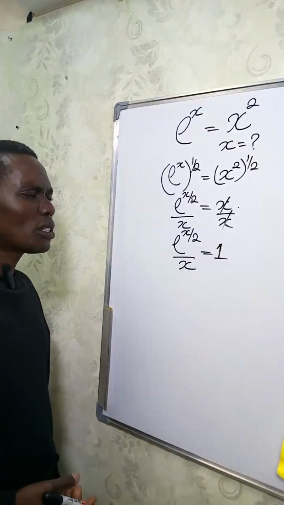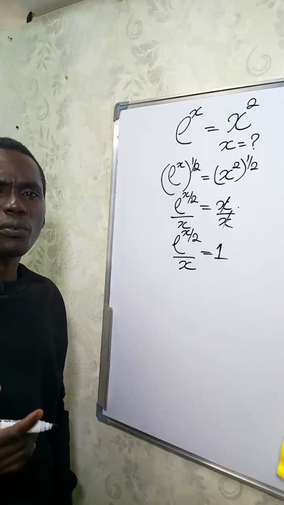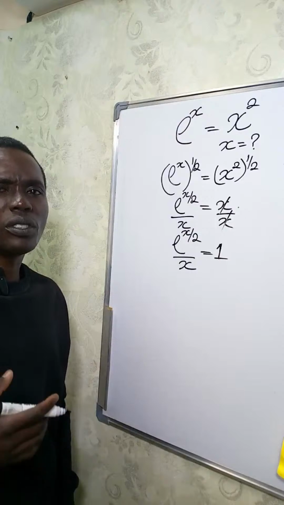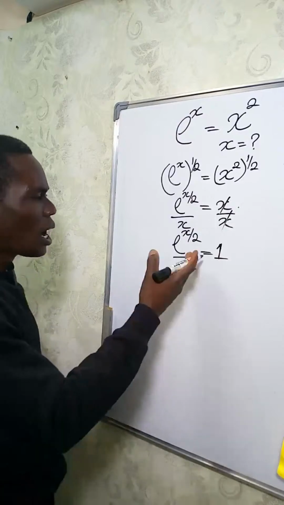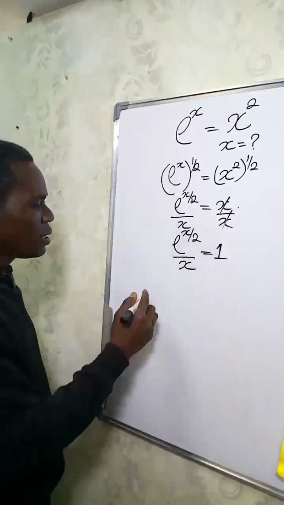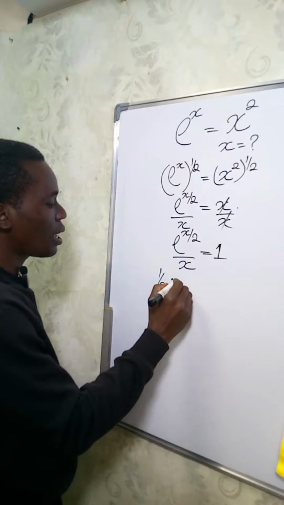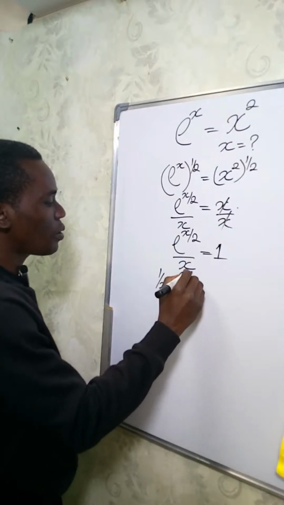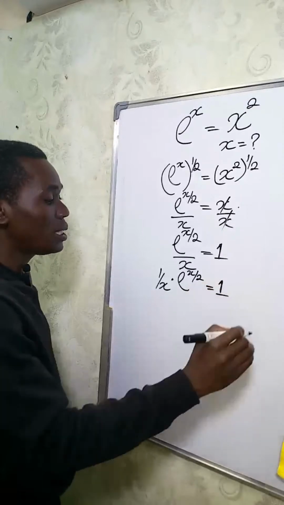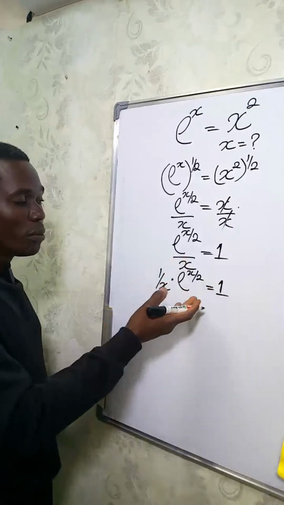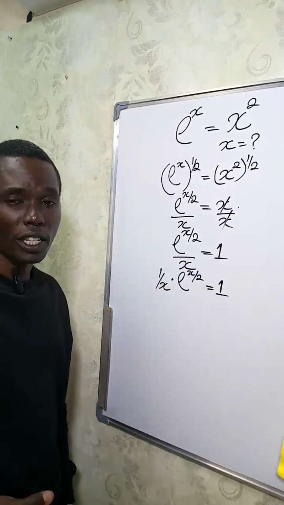I still have to simplify. And for me to simplify, I need to find a common ground. And for me to find a common ground, I'll have to expand this. Now, this is going to give me 1 divided by x multiplied by the exponential value of x divided by 2, and this will be equal to 1. I didn't change anything. I just separated the fraction from the normal expression.